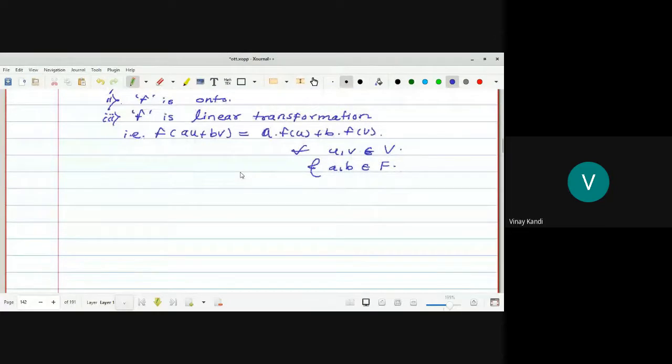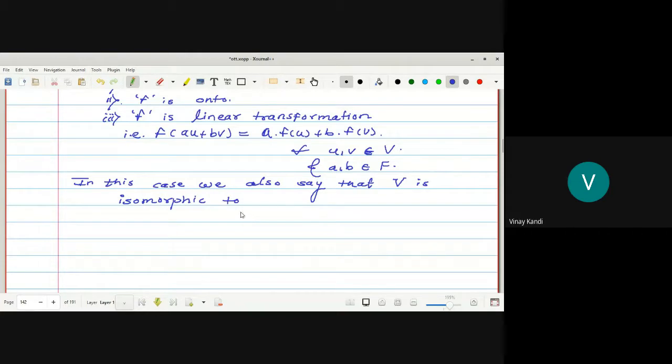So in this case, we also say that capital V is isomorphic.